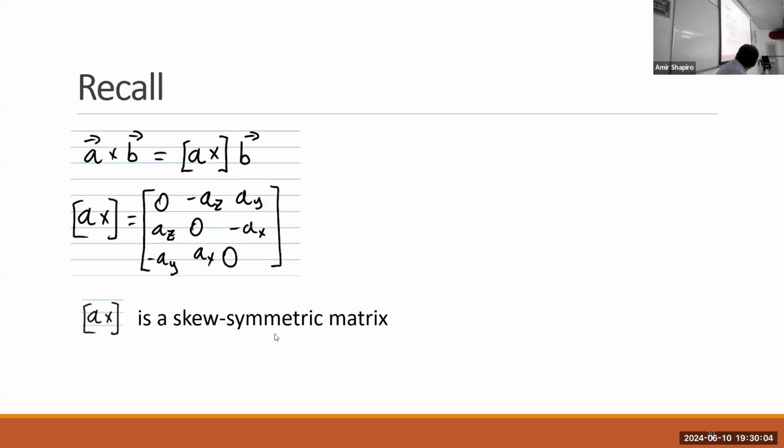and all the off-diagonal parts are one the minus of the other. So you can see an example here, A cross, the matrix of A cross B. This matrix is also an anti-symmetric or skew-symmetric matrix. As you can see here, there is 0 on the diagonal, and you see A_z here and minus A_z here. So it's kind of the opposite signs across the diagonal. So this is also a skew-symmetric matrix, the A cross.